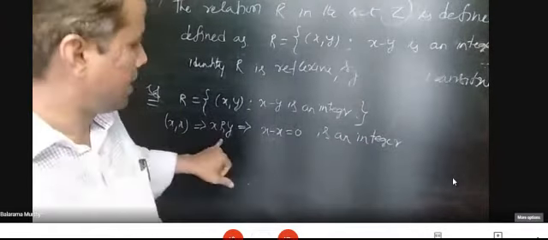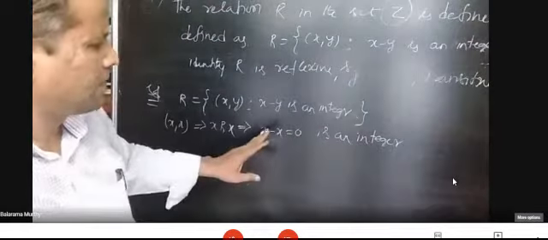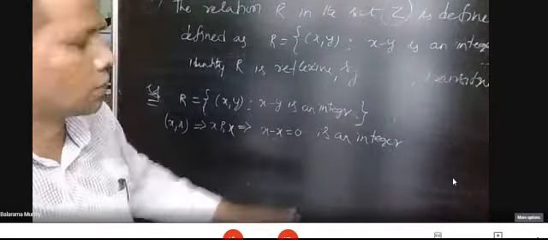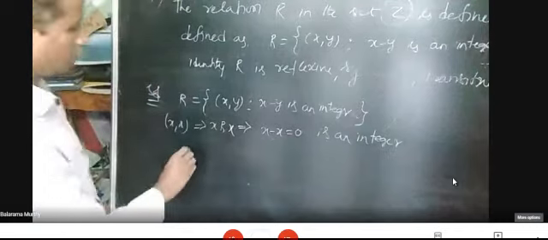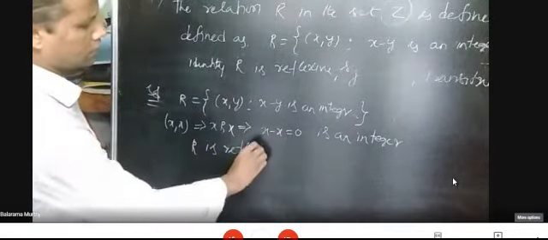So (x, x): x related to x. What is the relation? X minus y is an integer. That means x minus x, which is equal to 0, and 0 is an integer. That means it satisfies reflexivity. Therefore, R is reflexive.